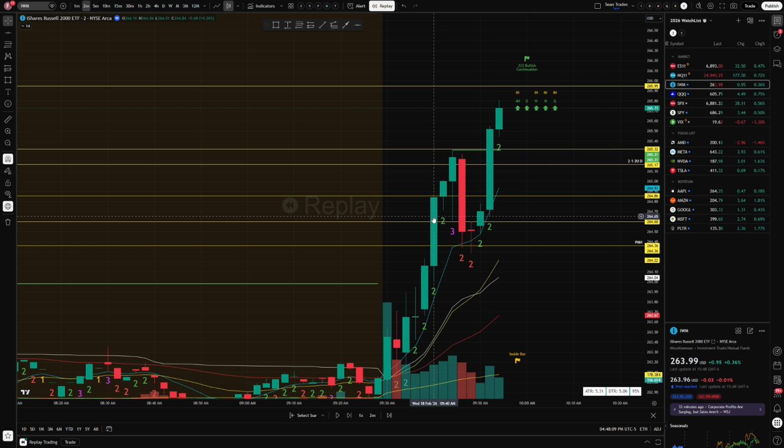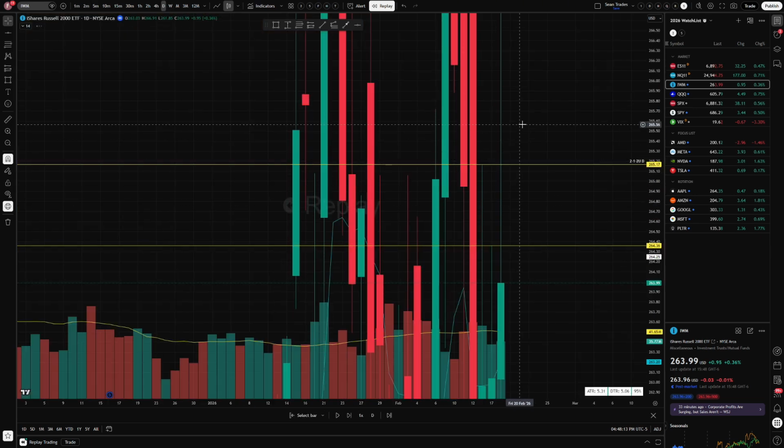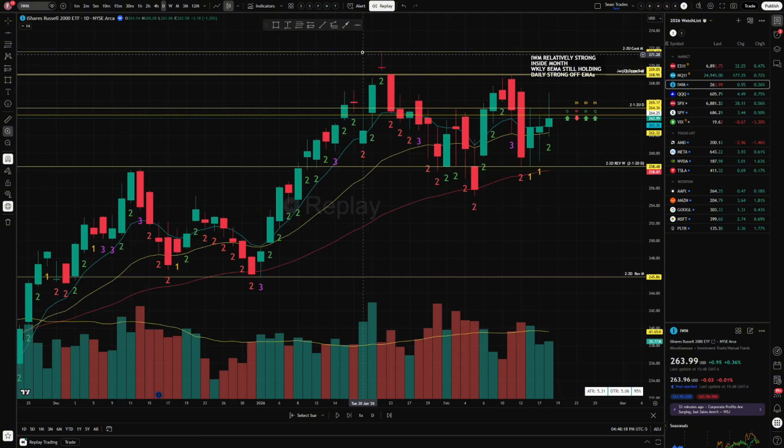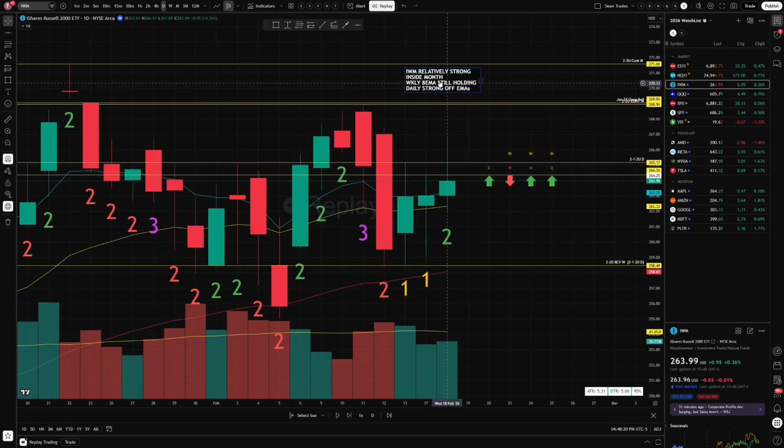And in looking at the daily chart, and I'm going to go to the daily chart real quick. I came into the market with the understanding that, and as you can see, the notes that I made in preparing for the week, IWM is relatively strong inside month. Weekly ATMA is still holding. Daily strong off the EMAs also.